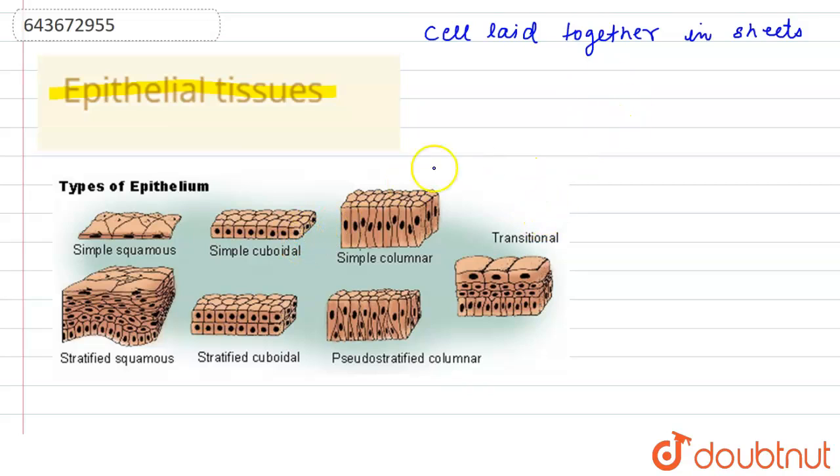So we have different types of epithelium in our body, as we can see in this figure here. We have around 7 types of epithelium, and according to the function and the structure, they are differentiated here.